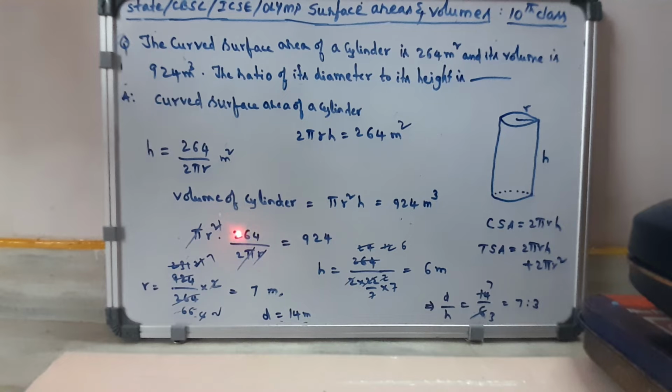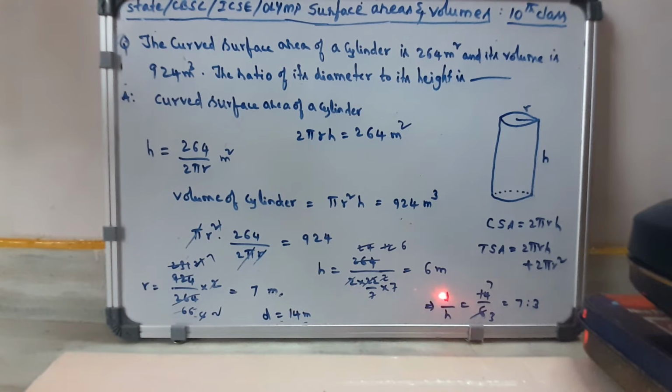If we take 264 by 2 to that side, it becomes 2 by 264. We cancel all these things. So r is equal to 7 meters. If the radius is 7 meters, the diameter is 14 meters. Then what is the question asked here? Diameter to height. So what is the height here? h is equal to 264 by 2 pi r. If you substitute r here, 264 by 2 into 22 by 7 into 7. If you cancel, the height is equal to 6 meters.